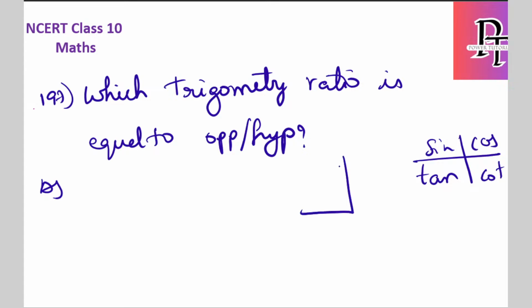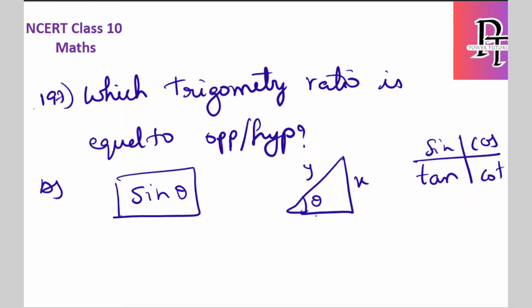Suppose this is a triangle and this is theta. So here they are asking opposite by hypotenuse. So opposite by hypotenuse, the answer is sine theta. Okay. Sine is opposite by hypotenuse. Cos is adjacent by hypotenuse, whereas tan is opposite by adjacent. Cot is adjacent by opposite. Same way for cosecant and secant. Okay. Let's go to the next one, 198th question.